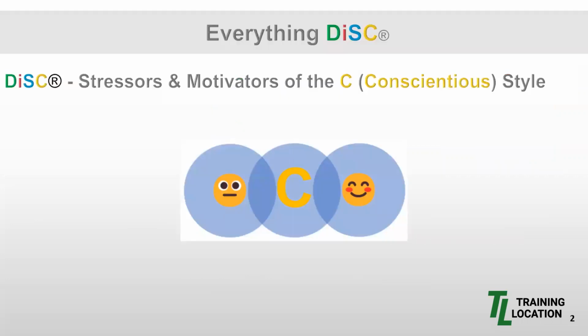Our topic today is stressors and motivators of the C, or conscientious style. Now, this is an updated session and is one in a series discussing the stressors and motivators of all four DiSC styles, which include dominance or dominant, influence, steady, and conscientious.